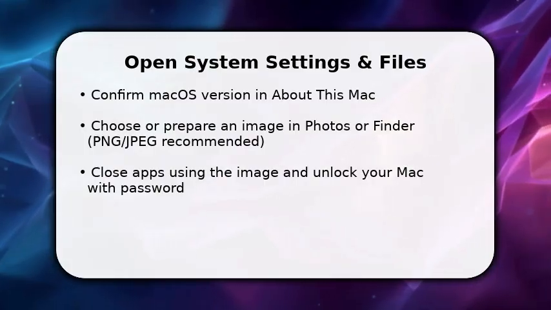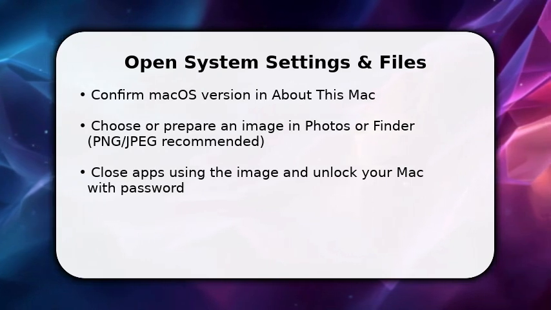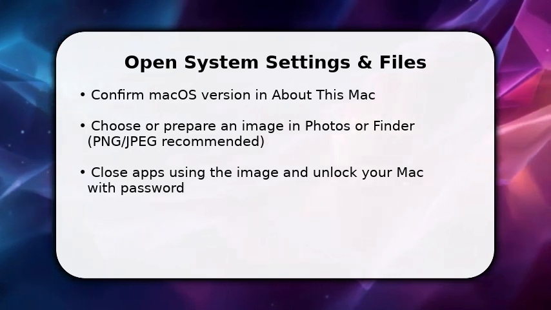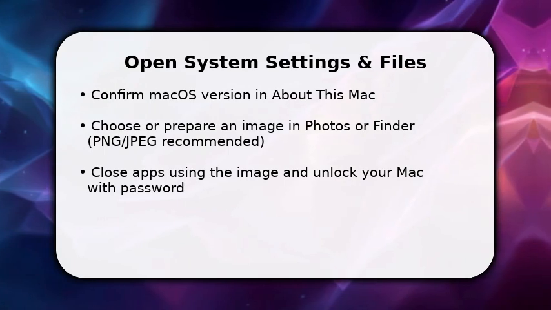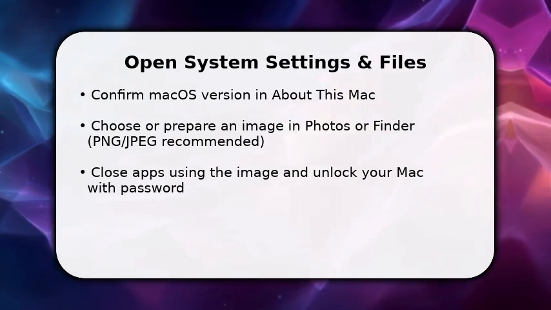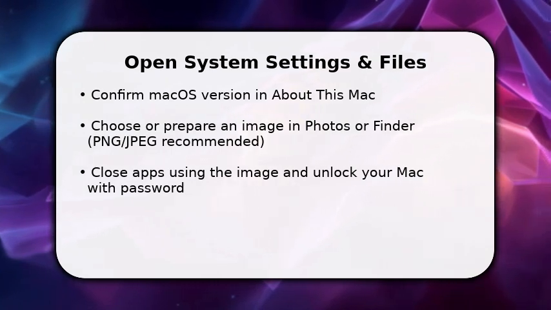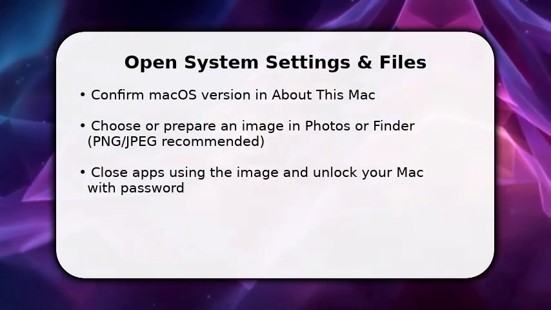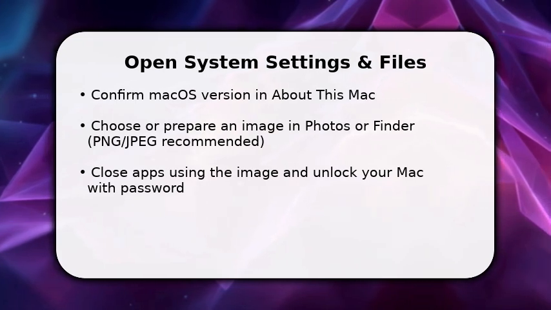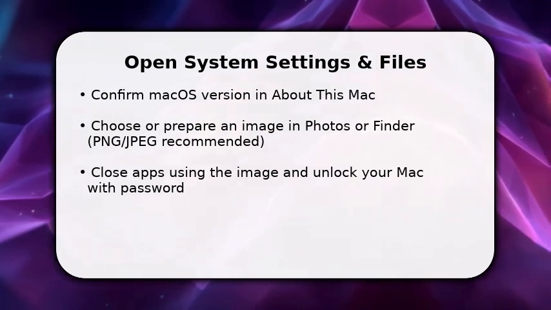You start by opening System Settings and making sure your Mac is unlocked. This gives you immediate access to personalization controls. Once done, locate the image you want in Photos or Finder and verify it's a standard format like PNG or JPEG. You do this because incompatible formats or locked files can block selection.